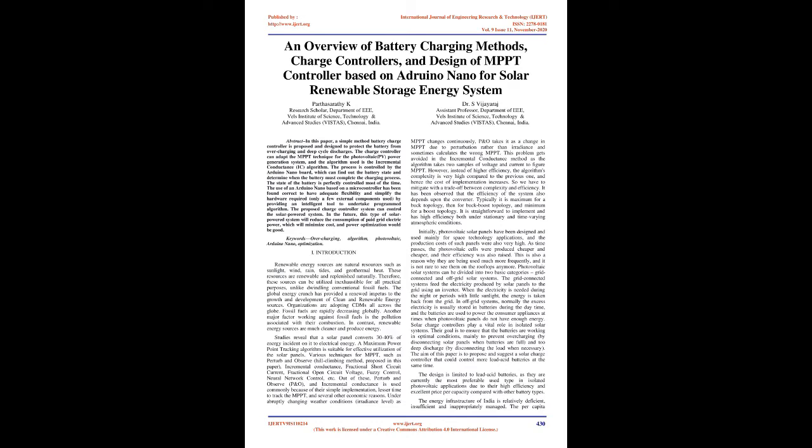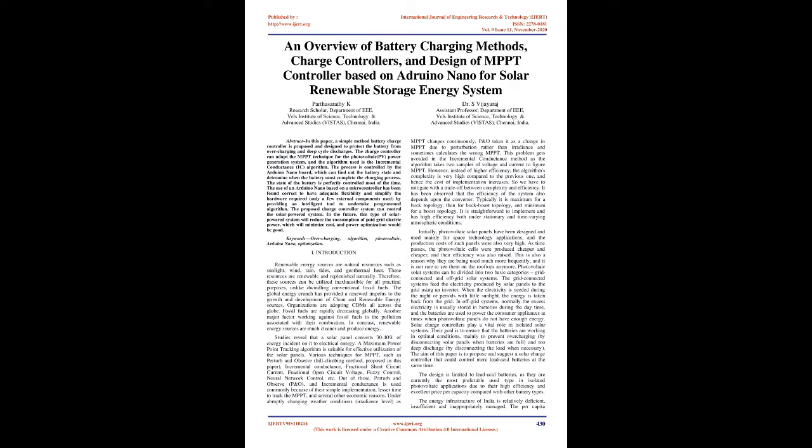The use of an Arduino Nano based on a microcontroller has been found to have adequate flexibility and simplify the hardware required, with only a few external components used, by providing an intelligent tool to undertake programmed algorithm. The proposed charge controller system can control the solar-powered system. In the future, this type of solar-powered system will reduce the consumption of paid grid electric power, which will minimize cost, and power optimization would be good. Keywords: overcharging, algorithm, photovoltaic, Arduino Nano, optimization.